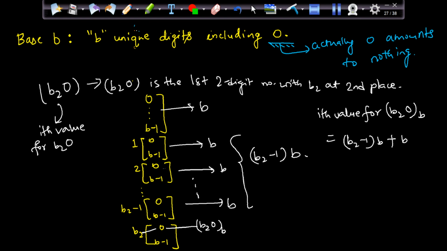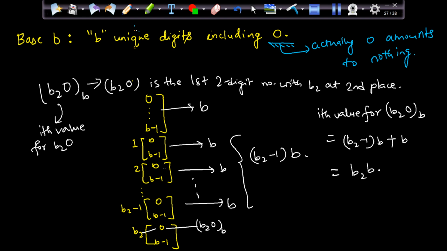The place value of b2 0 in base b. What is the place value? It means b2 0 is the number in base b. So b2 0 is equal to b2 into b. Why am I taking b2 0 in base b? Because I just want to show you what it means with b2 at the second place.